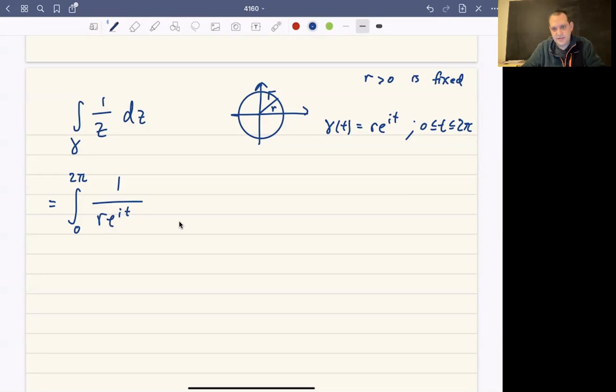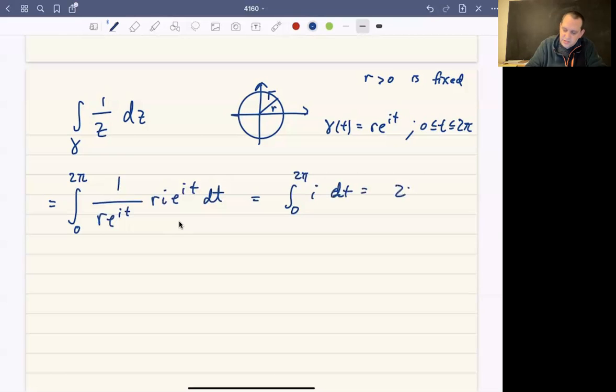So r is a constant. The derivative of e to the it is going to be i e to the it. So it's going to be r times i e to the it dt. And then the e to the it's just cancel. The r's just cancel. We end up with the integral of i from 0 to 2 pi. i is a constant. So this is just going to end up being 2 pi i. Okay, so this is an example that we'll talk about very soon.